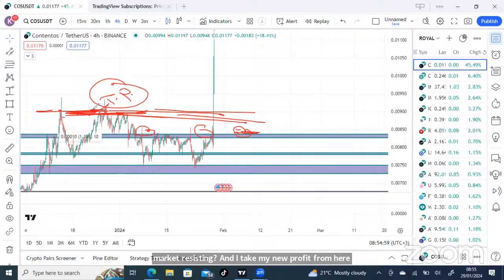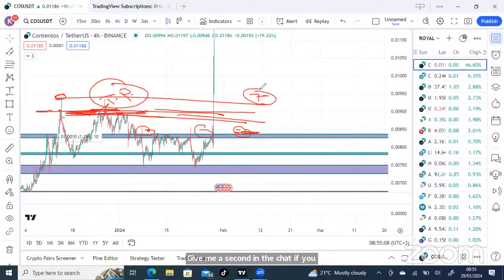It has broken my key level. I take my profit from here. Give me a 7 in the chat if you have understood that. I don't chase the market. I only trade once it breaks my key level. If there was a support or resistance here, it has broken it. I take my profit here.